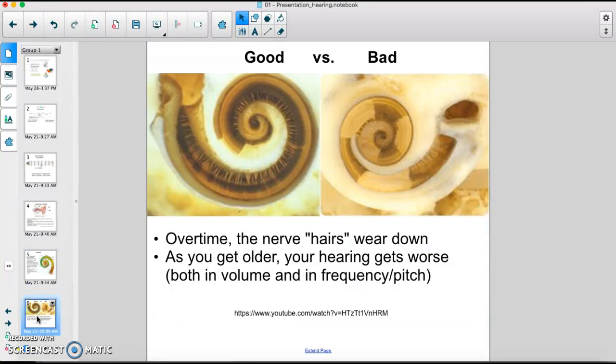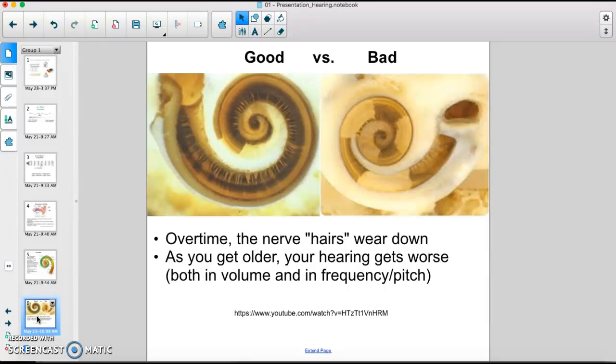So your cochlea's nerve hairs can wear down over time. On the left here, you see a good cochlea. This is a healthy cochlea. On the right, you see a not so good cochlea. You'll notice that all the little hairs that you used to be able to see, you can't really see them anymore. Some of this happens naturally just as you get older, your hearing gets worse.